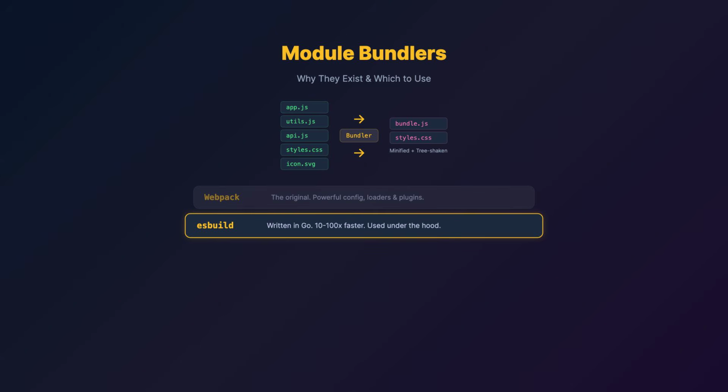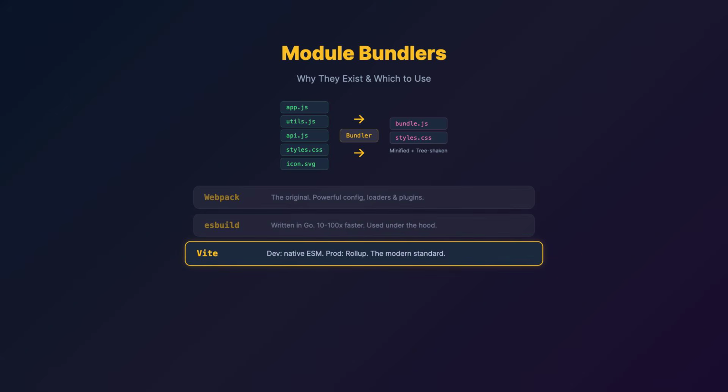Esbuild handles bundling, minification, and tree shaking at incredible speed. Many tools use esbuild under the hood. Vite is the modern standard.